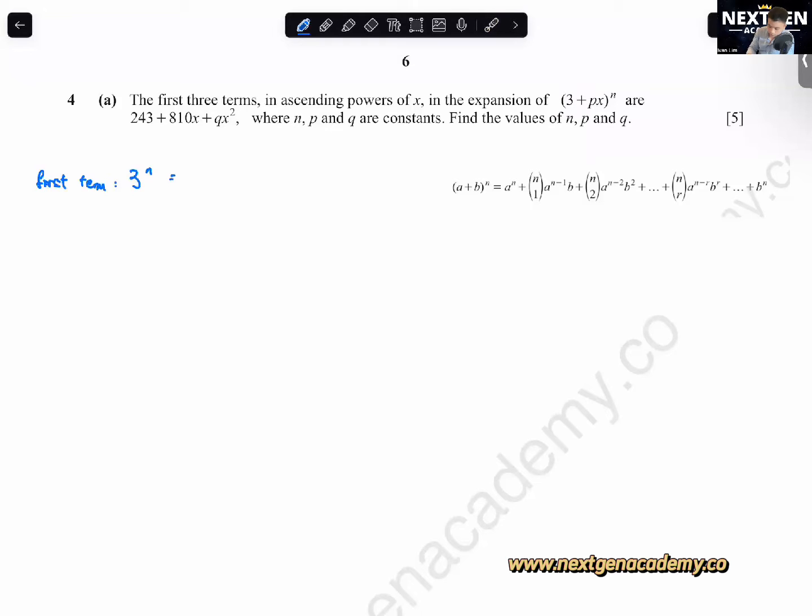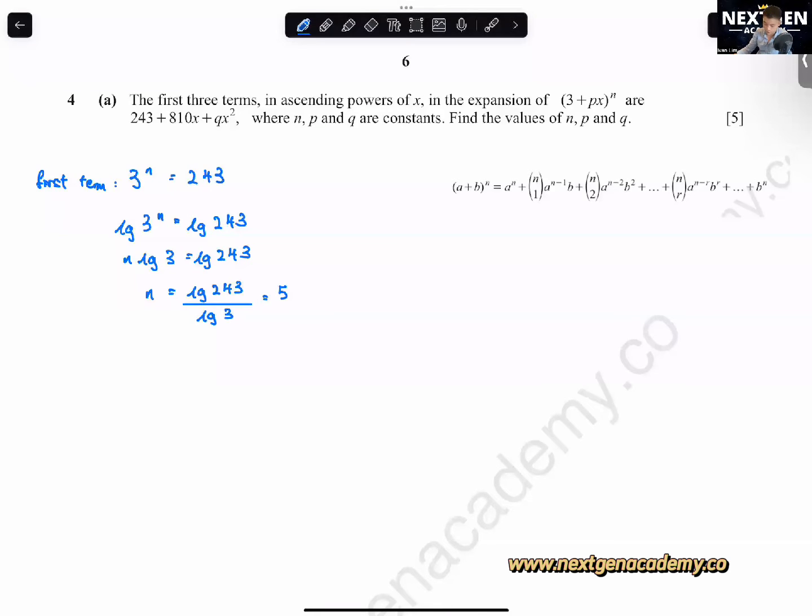3 to the power of n equals 243. Either you do trial and error or you can use logs. Up to you. Log 3 to the power n equals log 243, so n log 3 equals log 243, and n equals log 243 over log 3. Or you can just do trial and error. ln also can, same thing. You get 5. n equals 5.